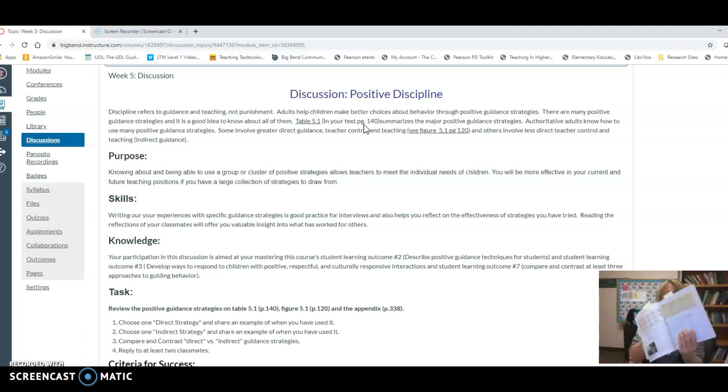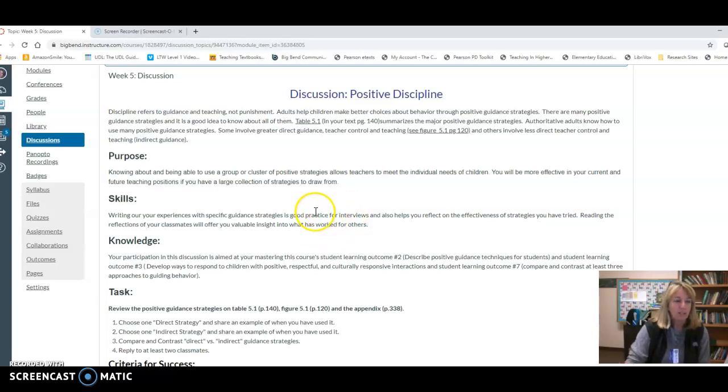So this one talks about things that are direct, less direct, more indirect, and then this other one is about just kind of the strategies. All of these strategies, okay? So then why do we do this? That's why I have given you a purpose on your screen here. Knowing about and being able to use lots of different strategies will help you meet the needs of lots of different children, make you more effective in your current job, and give you lots of strategies to draw from in the future.